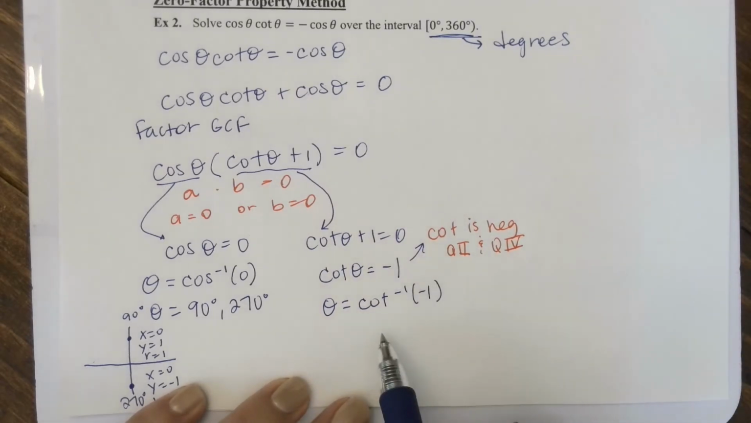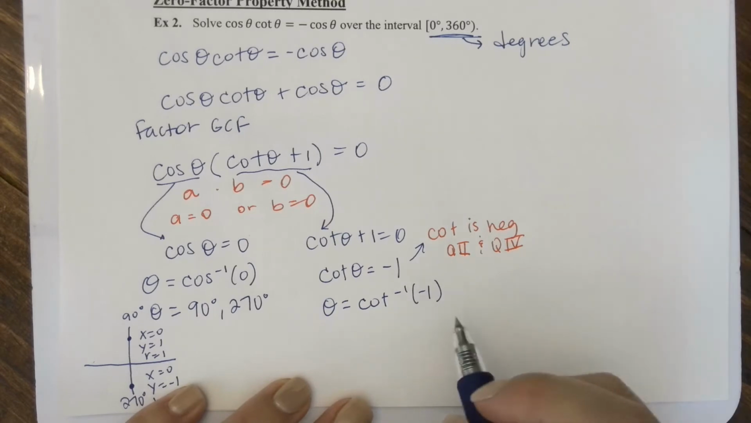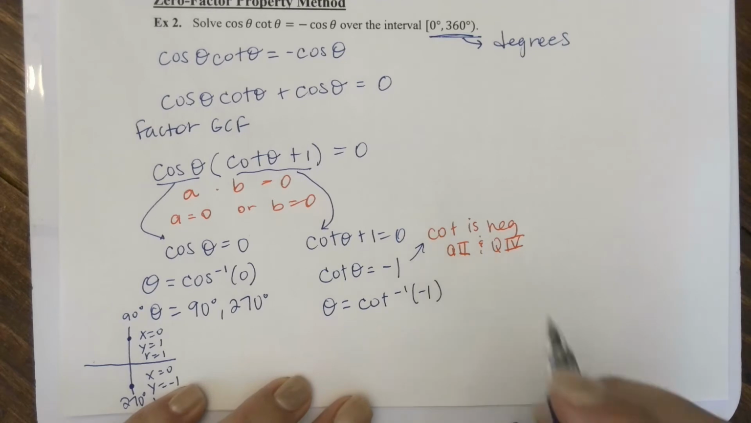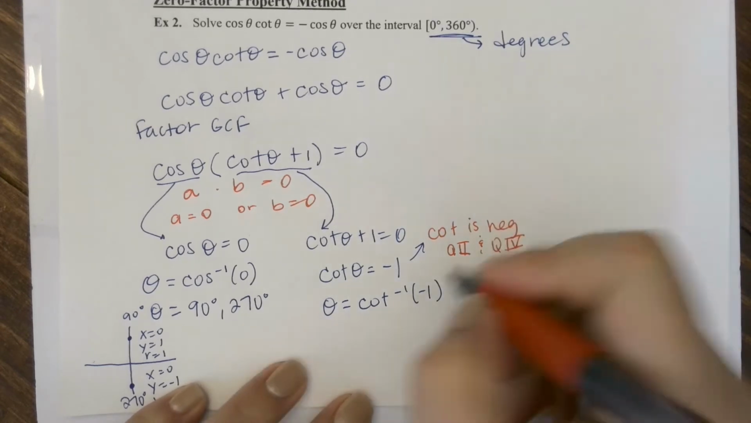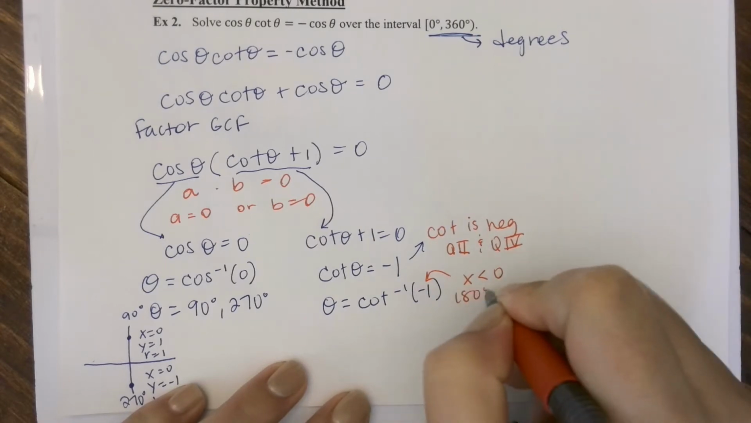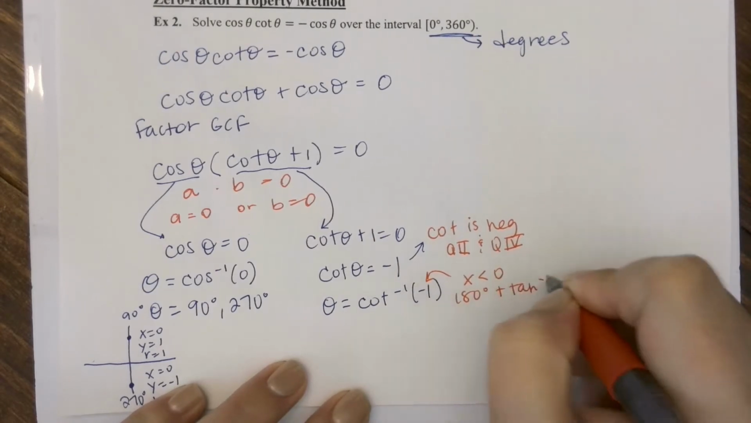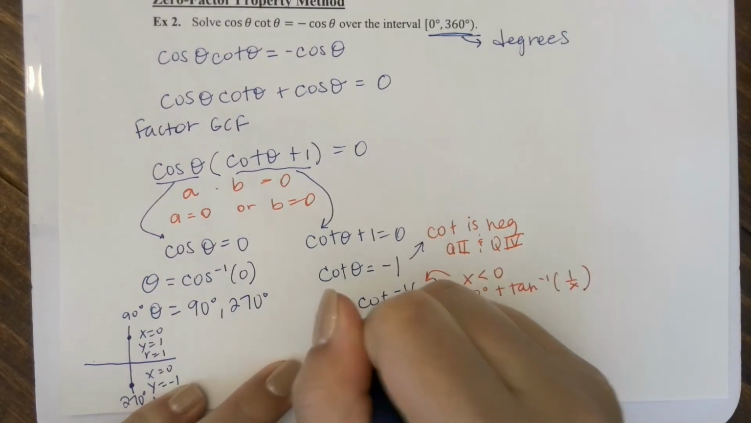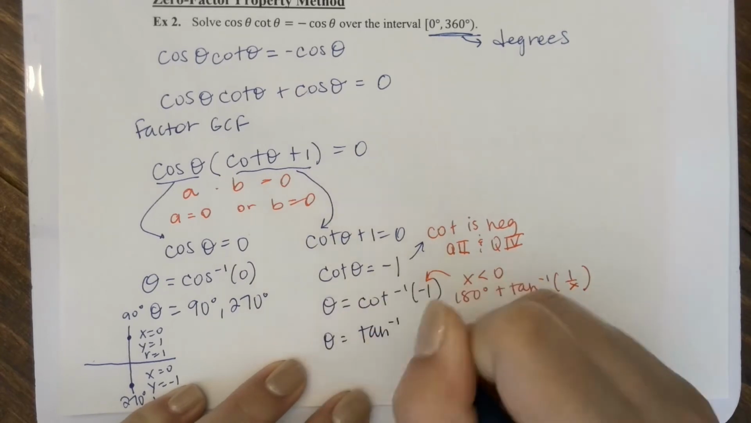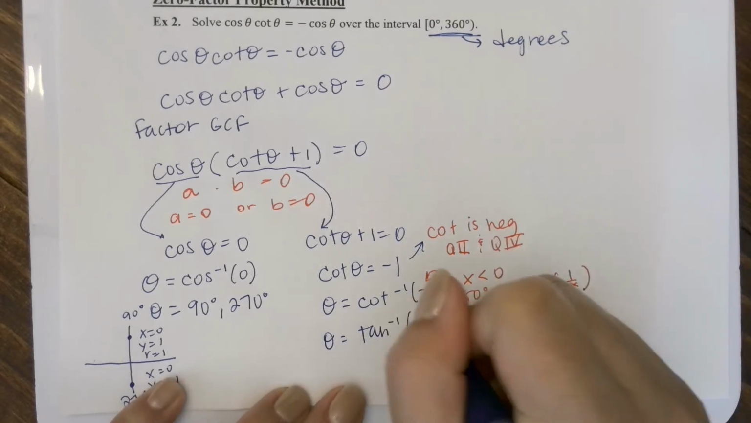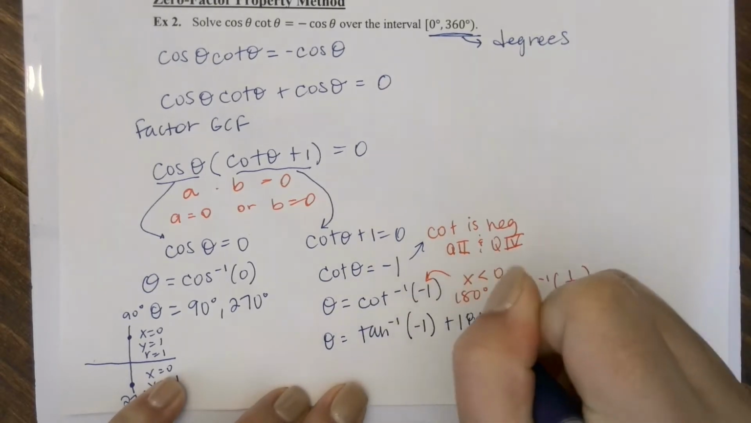So remember that we can use tangent when we're trying to plug it into the calculator. We can use tan inverse, but the rule for cotangent is that if your argument here is less than 0, then you have to use 180 degrees plus tan inverse of 1 over x. Okay, so we're going to have theta equals tan inverse of negative 1 over 1, so that's just going to give me negative 1 plus 180 degrees.